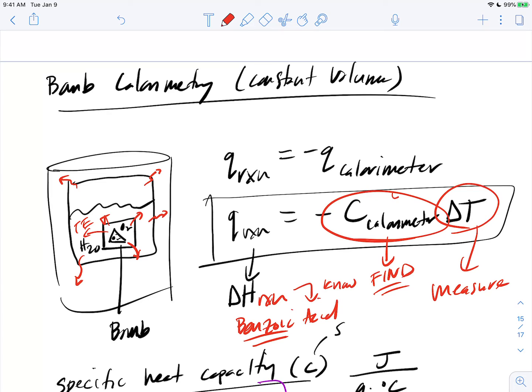Then, knowing the C calorimeter, we can then have an unknown chemical reaction to measure what that might be and measure the delta T. So, in these types of problems, you always have to determine your heat capacity, uppercase C, using a known reaction or reactant, such as the combustion of benzoic acid, for example, to determine the experimental value of the heat capacity.